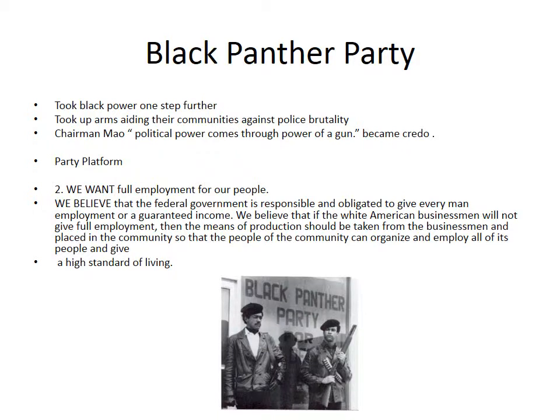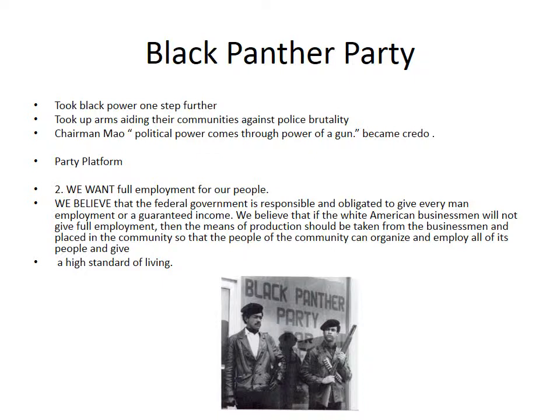We want full employment for our people. We believe that the federal government is responsible and obligated to give every man employment or a guaranteed income. We believe that if the white American businessmen will not give full employment, then the means of production should be taken from the businessmen and placed in the community so that the people of the community can organize and employ all of its people and give a high standard of living.